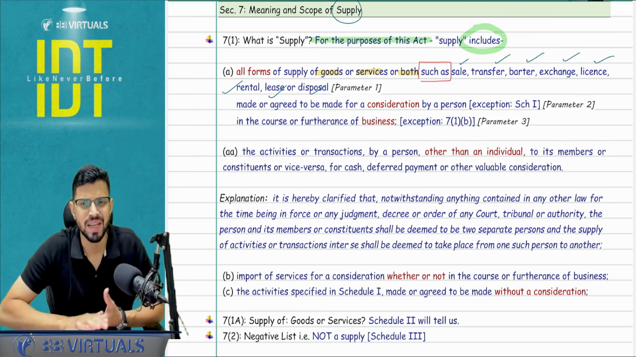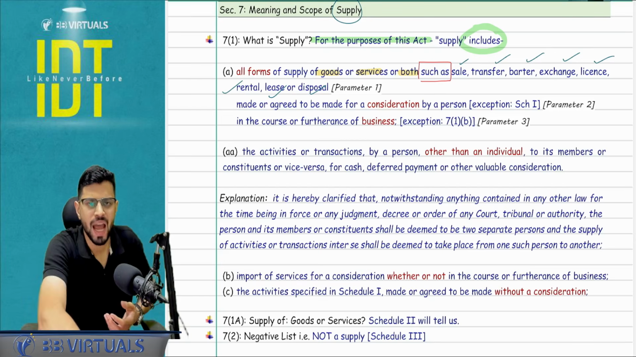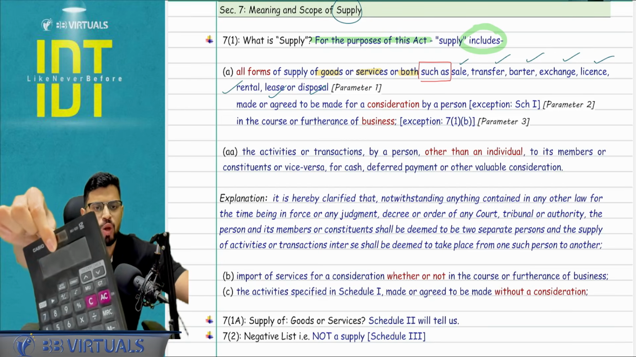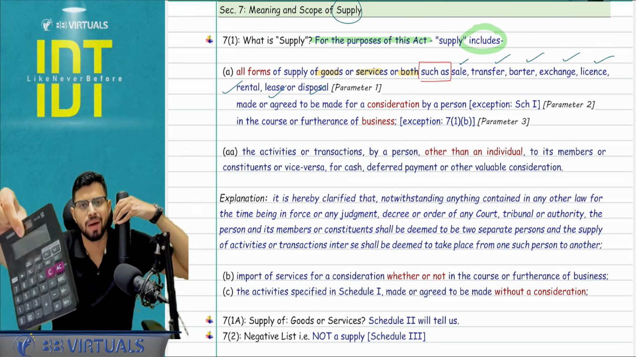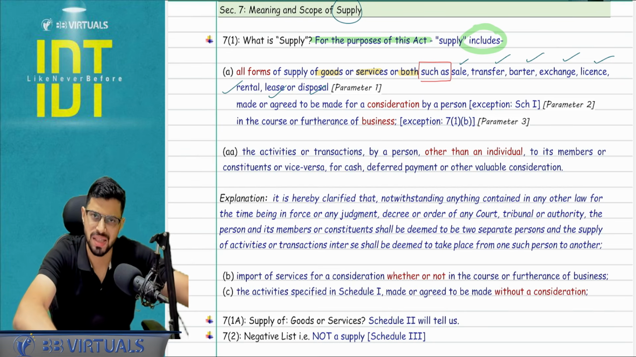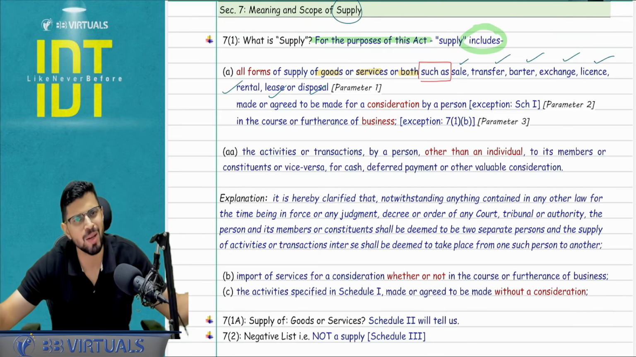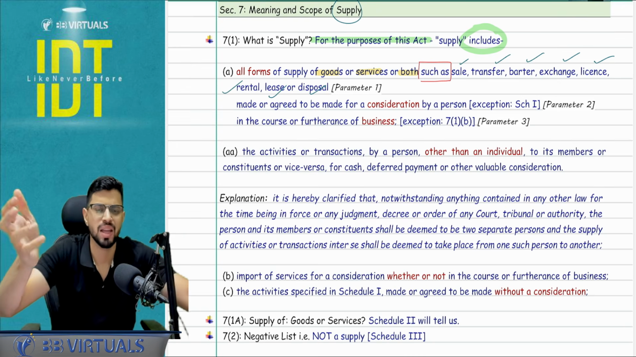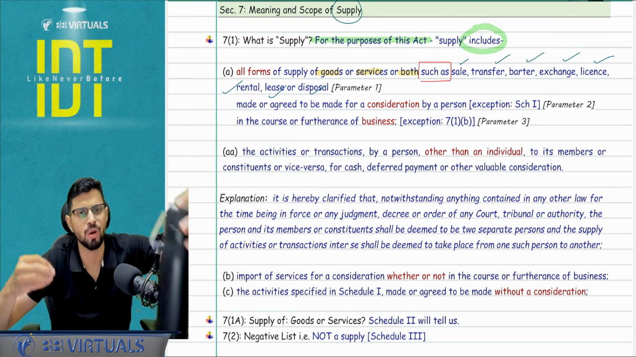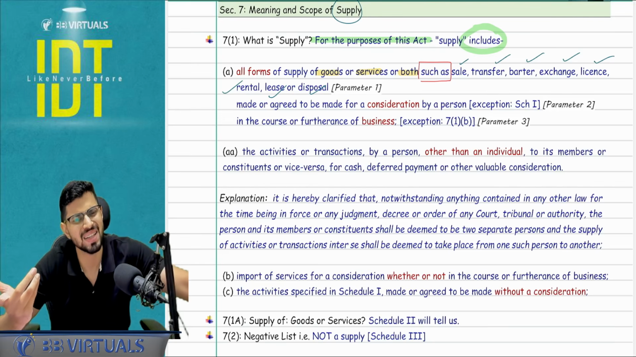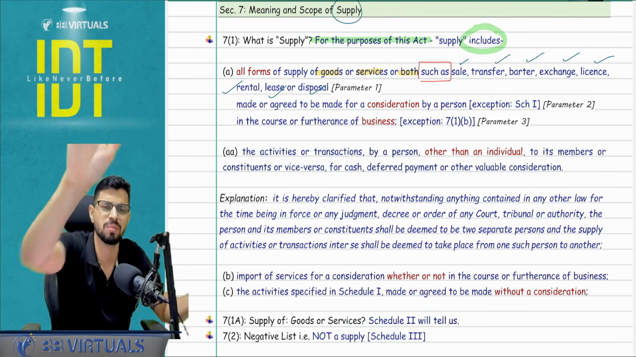Transfer is also kind of the same. Barter means I am giving you this calculator and you are giving me this bottle. This is a barter. Exchange is just like barter but may involve some part of money. License, rental, like giving a house on rent. Let's say I'm giving this bottle on rent of 100 rupees per day. It's a rent, it's a lease, it's a disposal. Disposal means I'm giving it off.